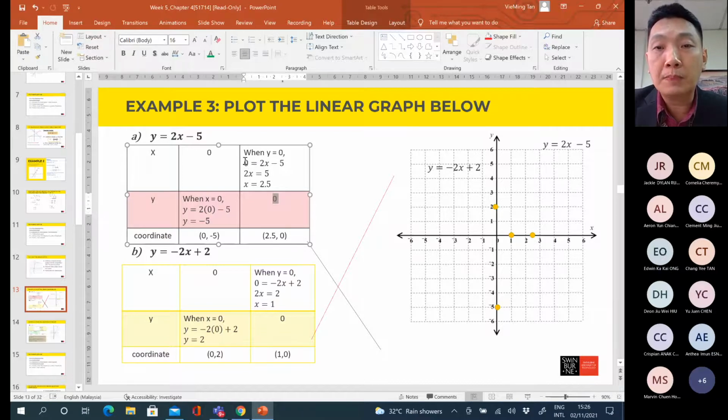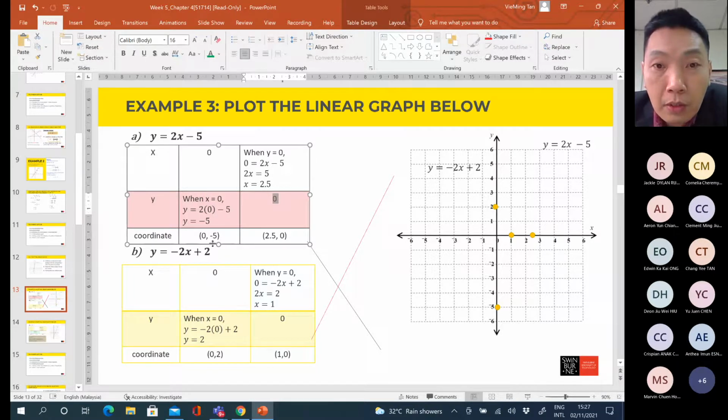Okay, then we can transpose the formula. That means we can move minus 5 to the left hand side, and it becomes plus 5, right? So 2x is equal to 5. So x is equal to 2.5. So that means another coordinate that we can use is when x is 2.5, y is equal to 0. So I jot it down here. Okay, so let's try to jot down the points now.